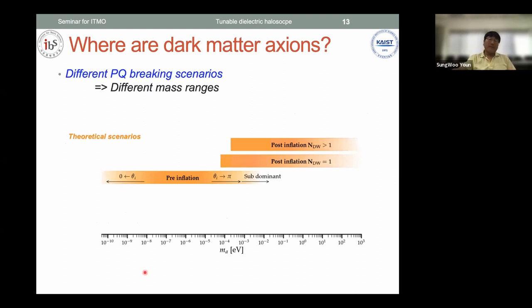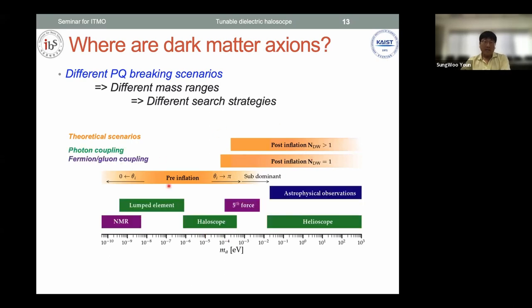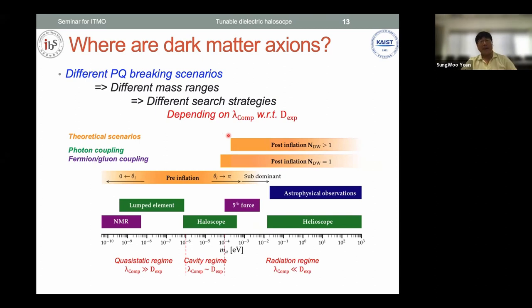So what is the dark matter? Different PQ breaking scenarios, particularly pre-inflation or post-inflation, predict different mass ranges like this. And then we have different search strategies: for photon coupling, basically lumped elements, a haloscope or a helioscope. For the fermion and gluon coupling, we have NMR techniques where you can look for the axion as a force mediator. Here is also for the fifth-force observation. It also depends on the Compton wavelength with respect to the dimension of the experiment. So here's a quasi-static region, and then we have the cavity region, the small region where the cavity performs extremely well. And at the other side, the radiation region, we have fairly high mass regions.